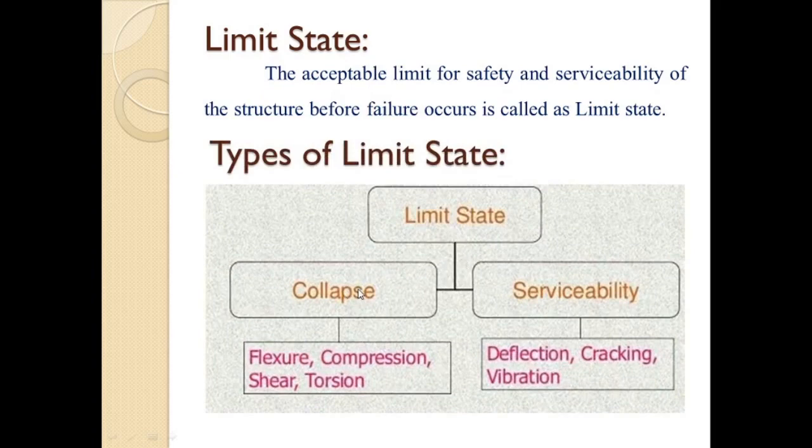There are two types of limit state in RCC, that is collapse and serviceability. Limit state of collapse and limit state of serviceability. The general concept of design with limit state is to achieve acceptable probabilities so that the structure will not become unfit for use or will not reach a limit state. The limit state of collapse is reached when the structure as a whole or a part of the structure collapses.